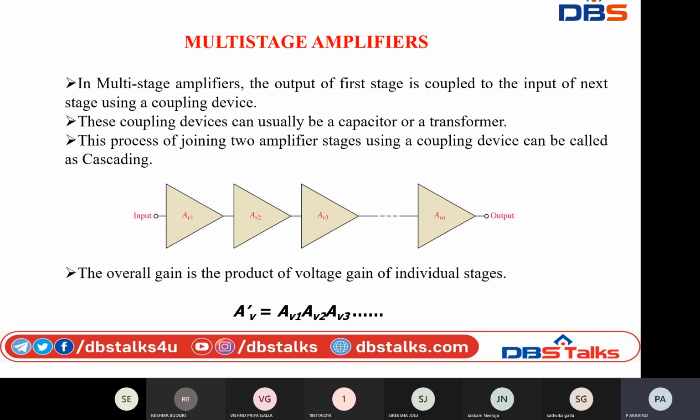Here we have a figure with AV1, AV2, and so on to AVN. These are all amplifiers with some gain. Here I am connecting all these amplifiers, nothing but cascading. The process of joining amplifier stages using a coupling device. Here I am using a coupling device to join all these amplifiers. So simply this process is called cascading.